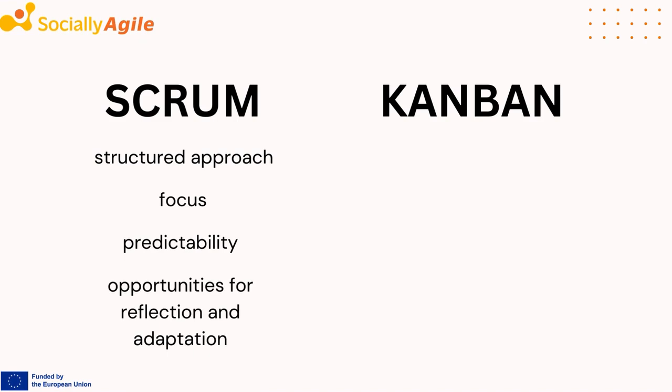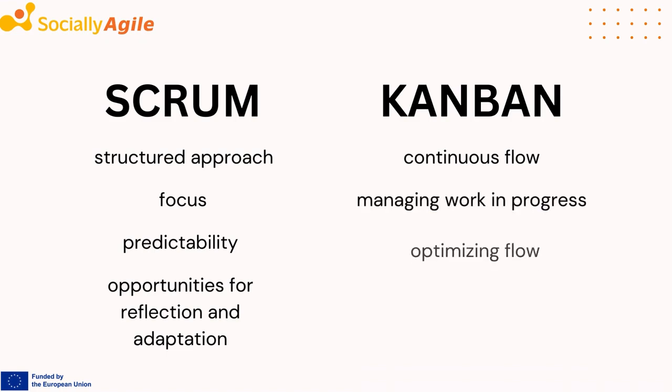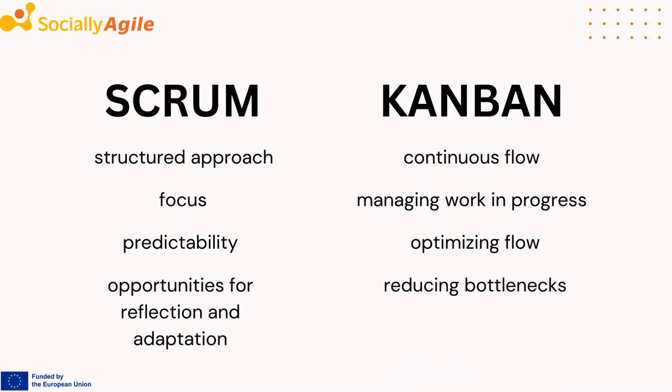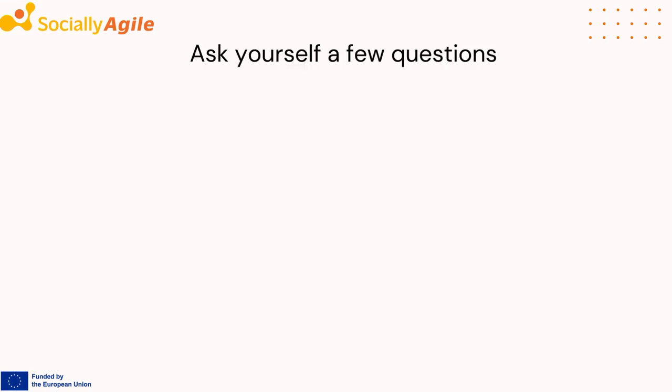This structured cadence is designed to provide focus, predictability, and opportunities for reflection and adaptation. Kanban, on the other hand, is all about continuous flow. Work items are visualized on a Kanban board, and there are no fixed time frames like sprints. Work progresses through the board as capacity allows, and the emphasis is on managing work in progress, optimizing flow, and reducing bottlenecks.